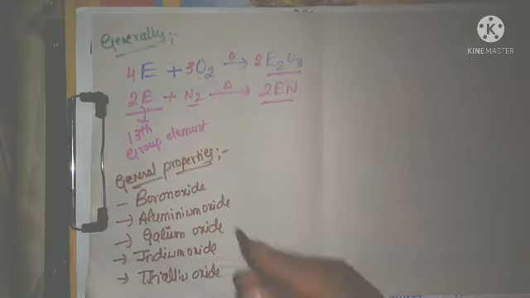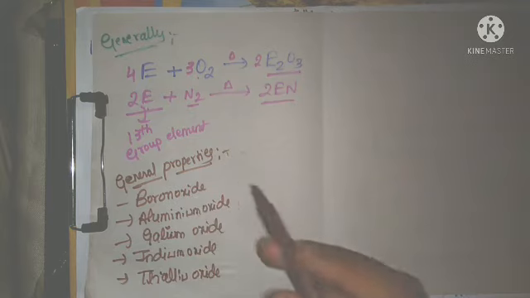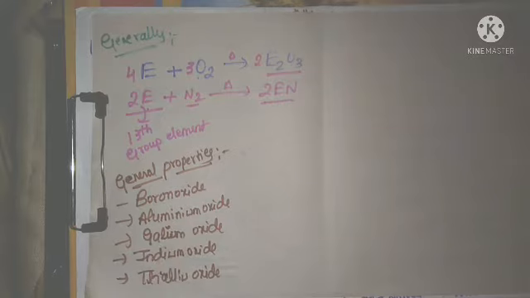When boron reacts with oxygen, it will form boron oxide. When aluminium reacts with oxygen, it will form aluminium oxide. When gallium reacts with oxygen, it will form gallium oxide. Next, when indium reacts with oxygen, it will form indium oxide. When thallium reacts with oxygen, it will form thallium oxide. In this way. Now just check here.